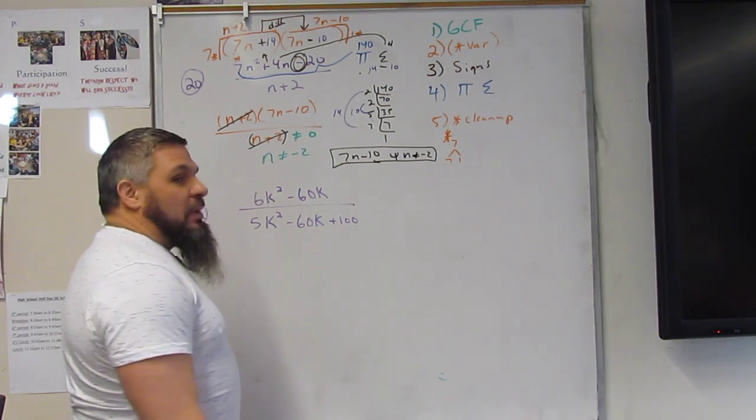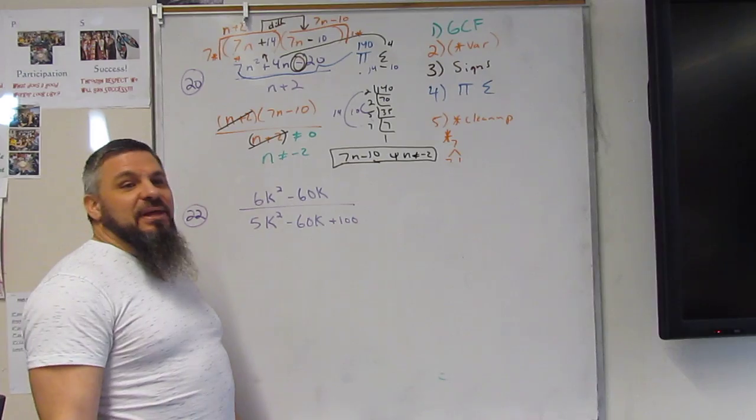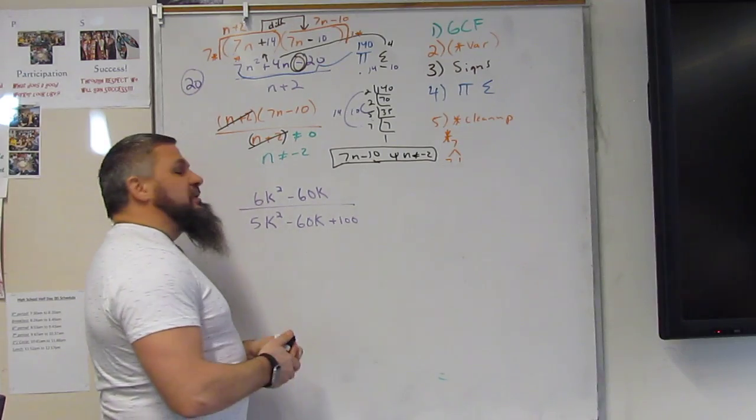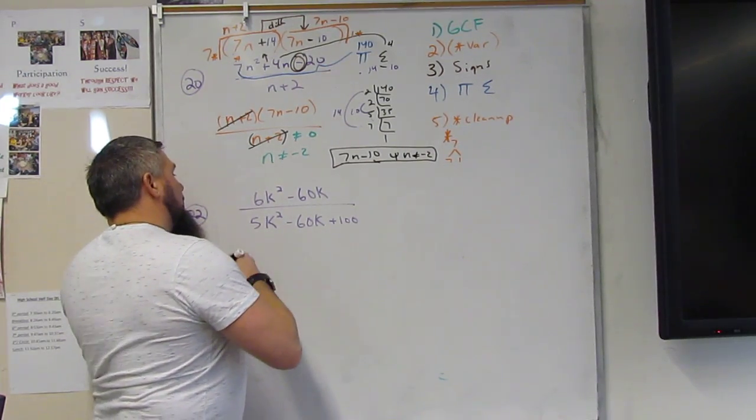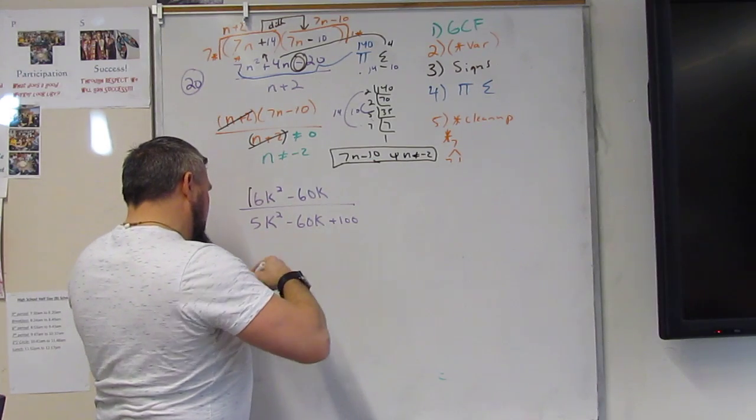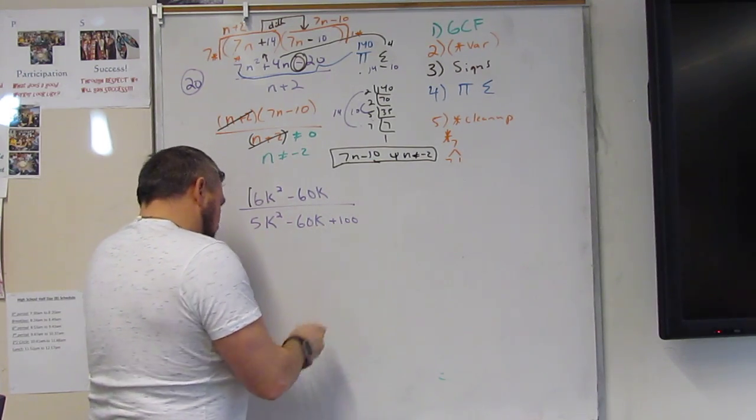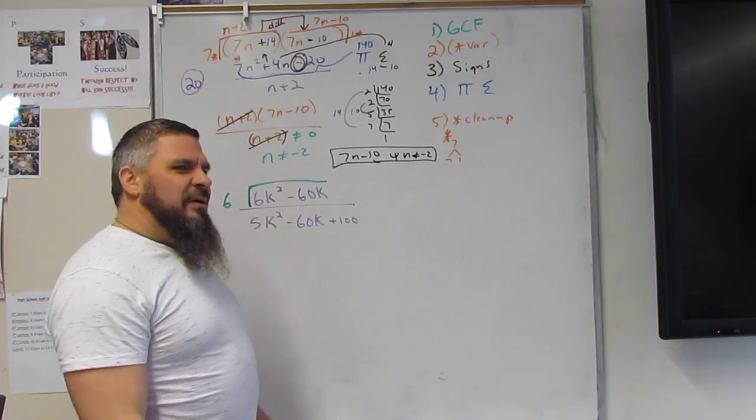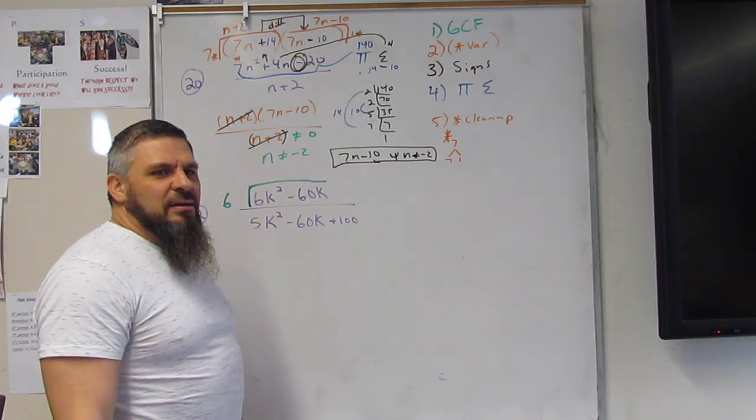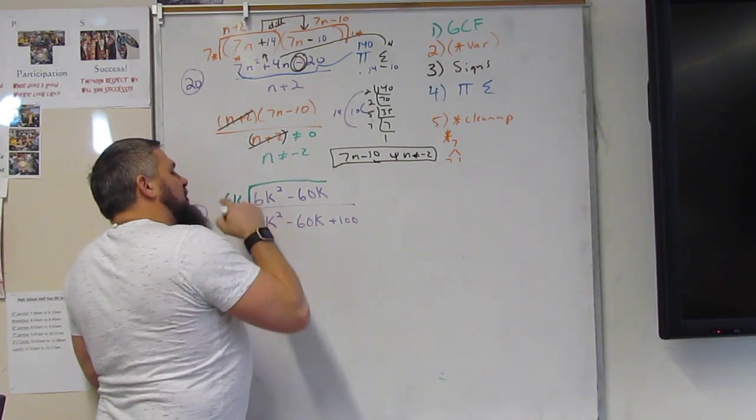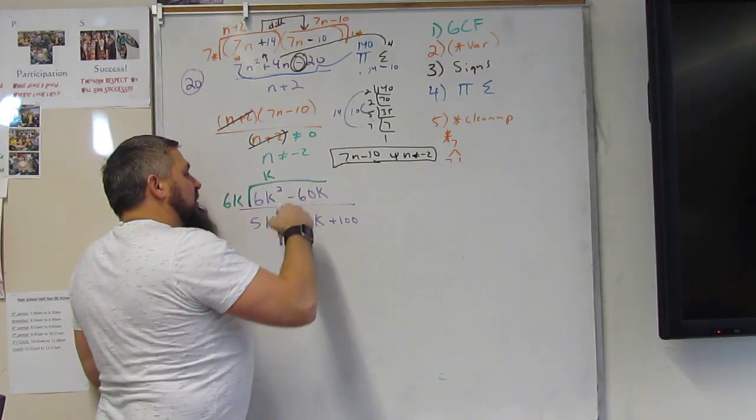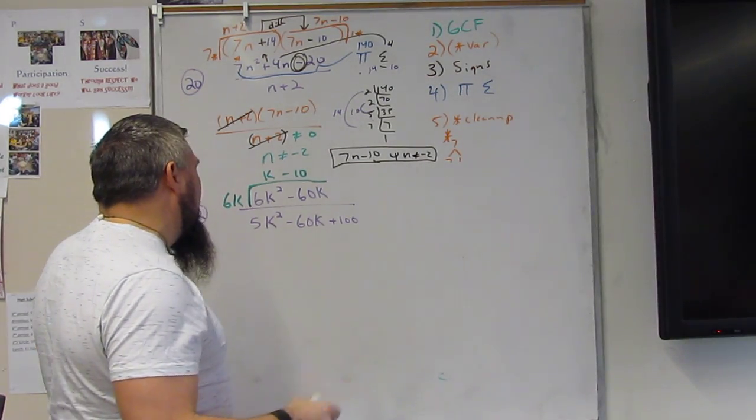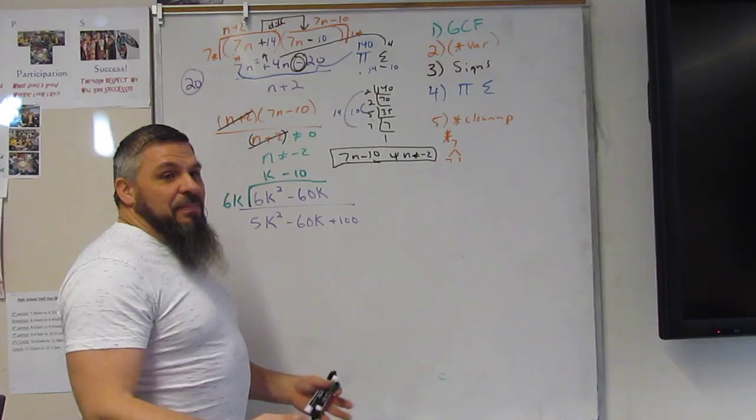All right. This next one, we're going to do the same thing. GCF, right? So GCF is what? What goes into 6 and 60? 6. Good. So 6. And what else goes into k squared and k? 1k. So what I'm left with is k minus 10. Does that make sense? And so that's the top. The top is done right there.